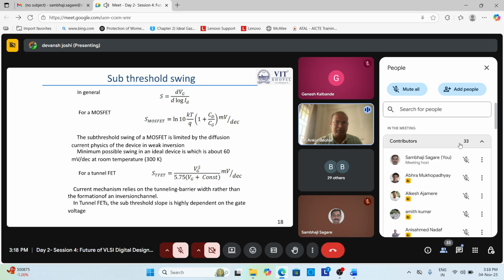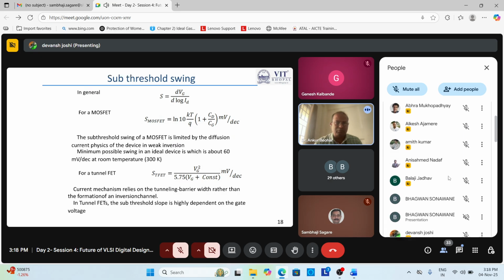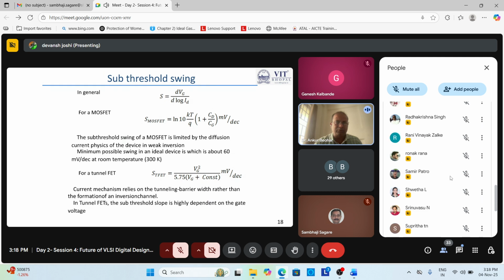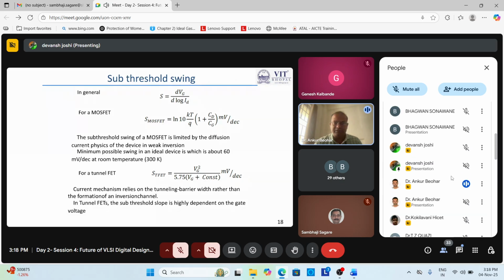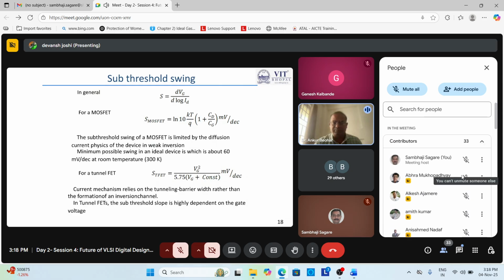Here, in general, the subthreshold swing for the MOSFET is 2.3 kT by q. But if we put in room temperature, 300 K, we find it is 60 millivolt per decade. We are not able to go below this. But for a device like the tunnel FET, we are in a position to go below it, maybe 50 millivolt, 40 millivolt. Some researchers have proposed even less than 30 millivolt also. So this is the beauty: the low power which the MOSFET failed to deliver will be supported by tunnel FETs.